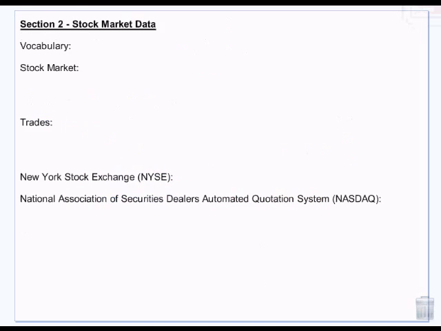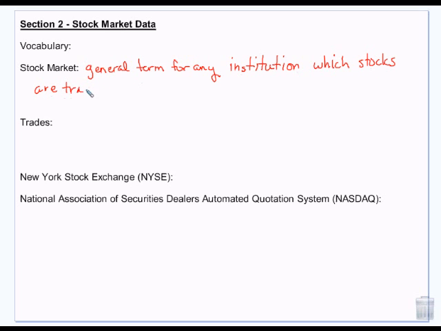The stock market. Stock market is a general term for any institution which stocks are traded. Okay. Trades are stock market transactions.